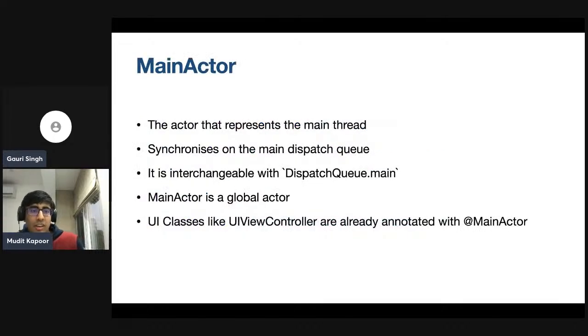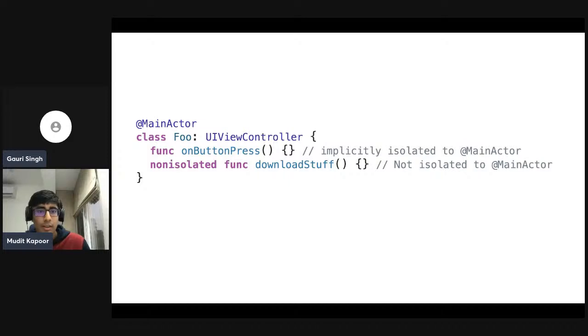Yeah, so let's take a closer look at main actor. This is basically the actor that represents the main thread, and it's synchronized on the main dispatch queue, and it's even interchangeable with DispatchQueue.main. Like I said, it's a global actor. And I already mentioned that UIViewController and other UI classes are also already annotated with @MainActor. So yeah, this is implicit. It's already there, but I'm just showing you for this example.